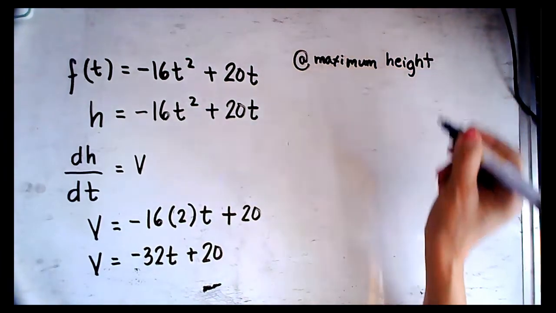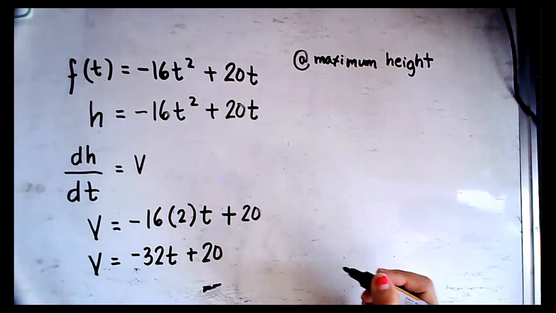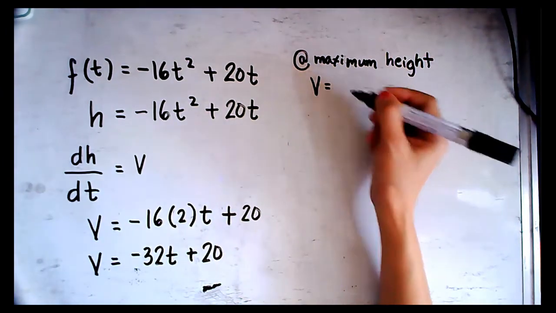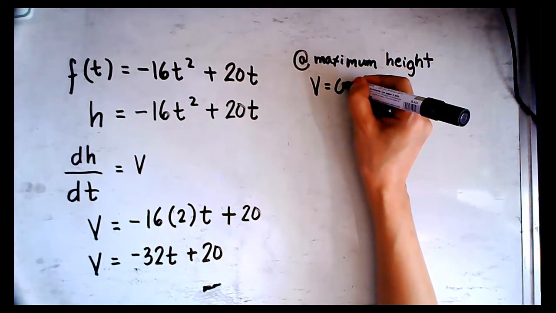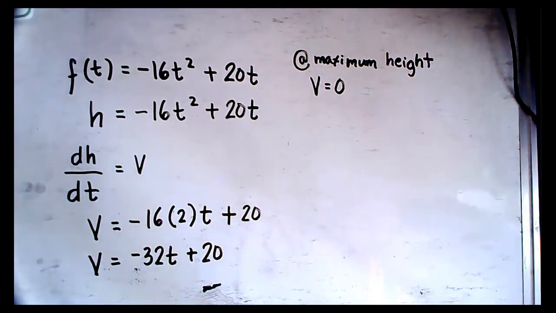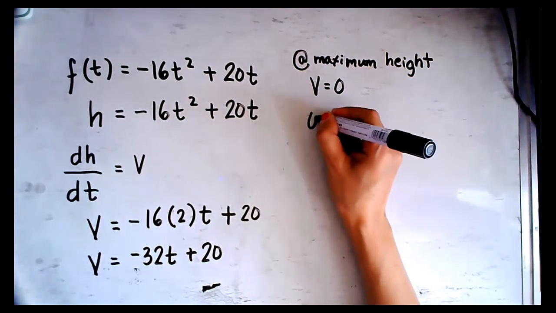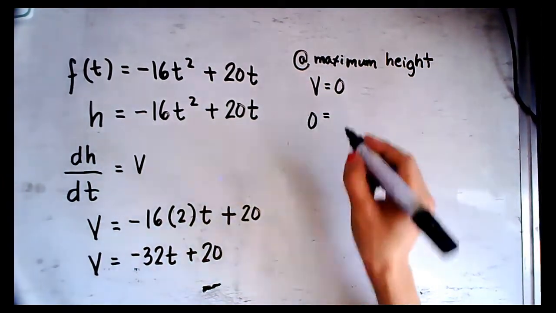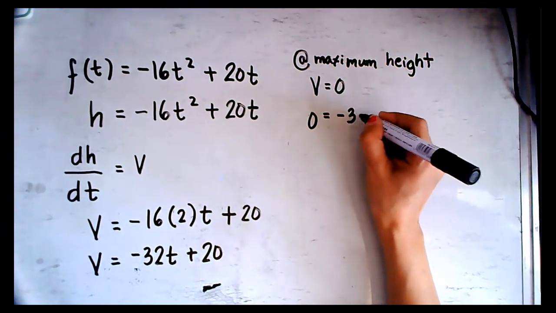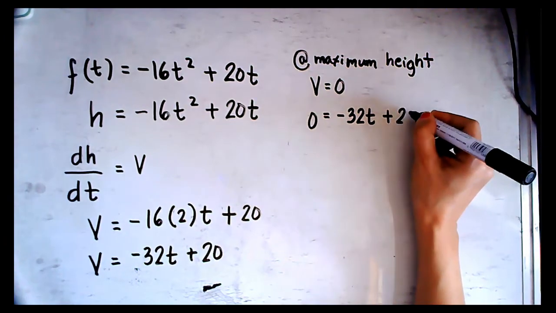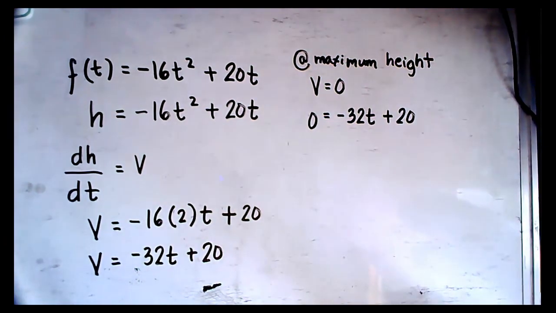And remember that at maximum height, since what we are going to determine is the time it would take for the rock to reach the maximum height, the condition at the maximum height relative to the velocity is 0. Once the rock hits its maximum height, its velocity will be set to 0. So that means if you equate this velocity to 0, you have negative 32t plus 20 is equal to 0.